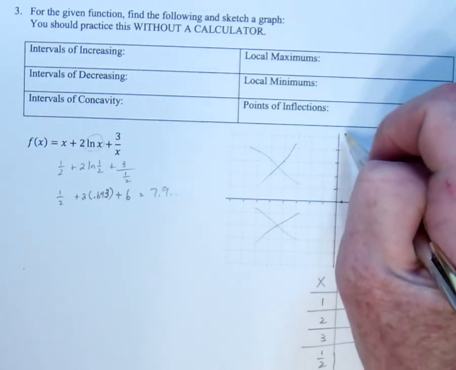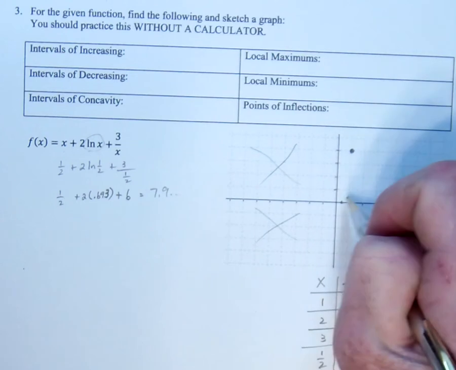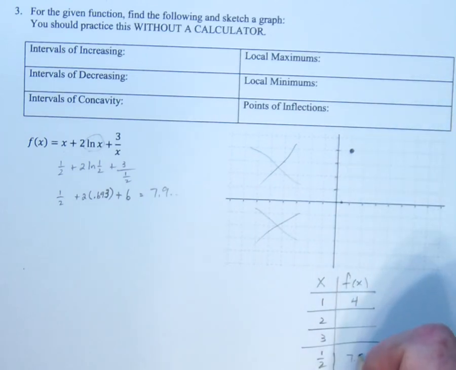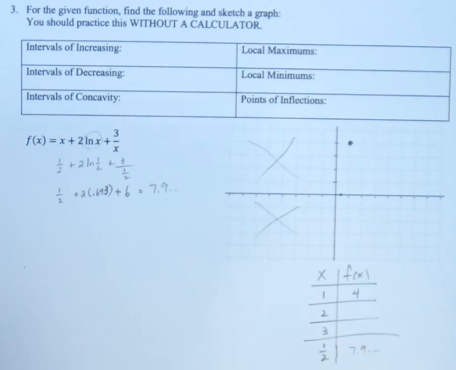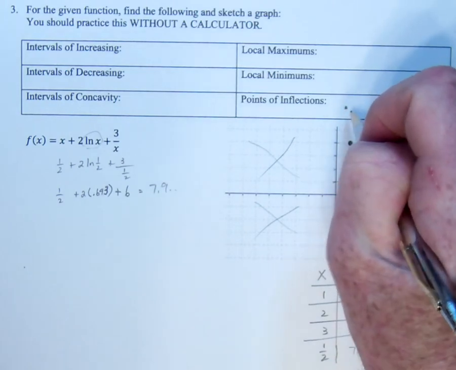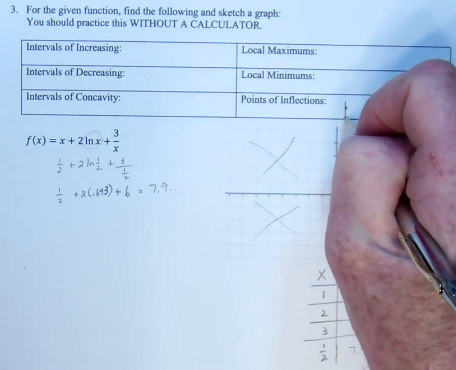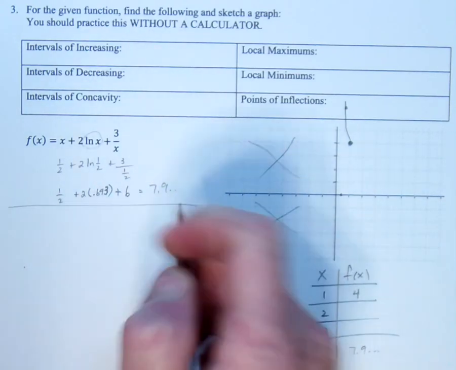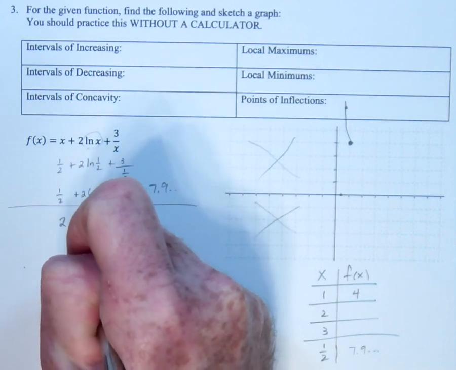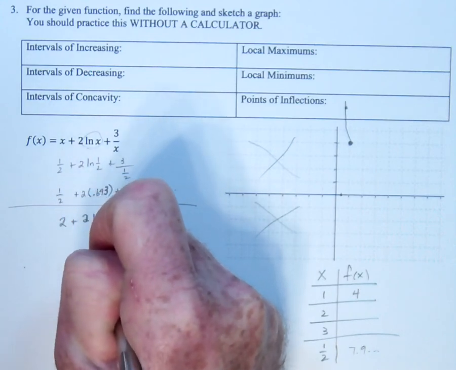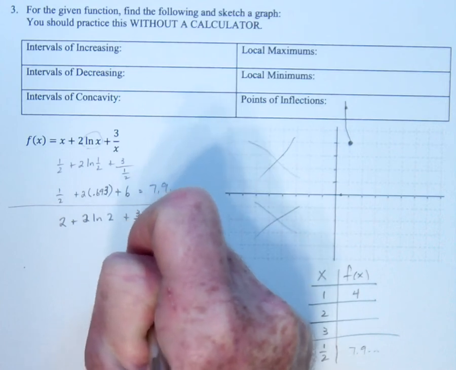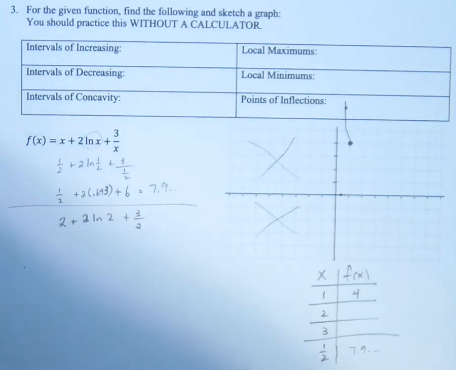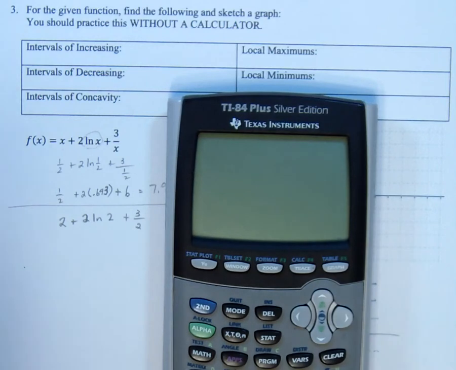So I go to a half and about 7.9, that would be up here somewhere. So the graph would be going like this so far. Next, substitute in a 2. So what happens when it's a 2? We would have 2 plus 2 natural log of 2 plus 3 divided by 2. Okay, I'm using a calculator.